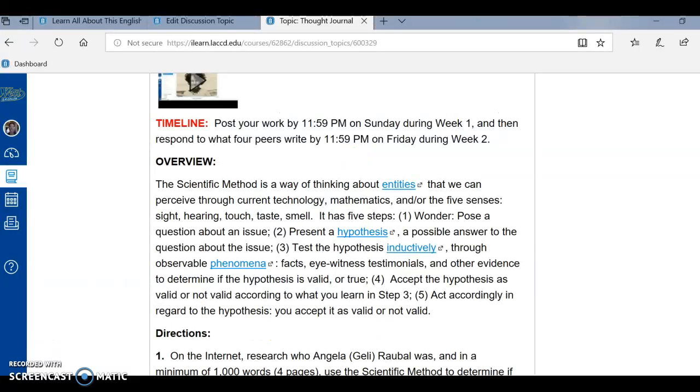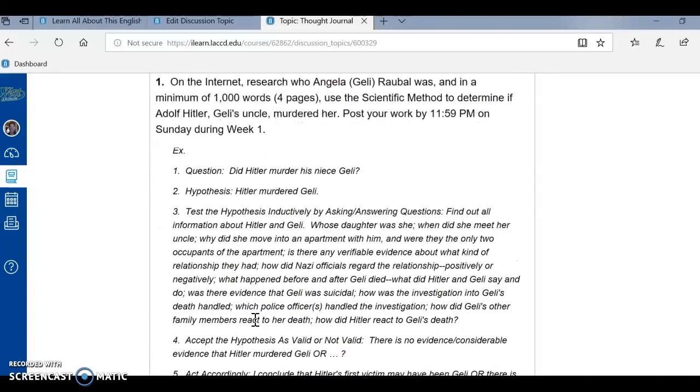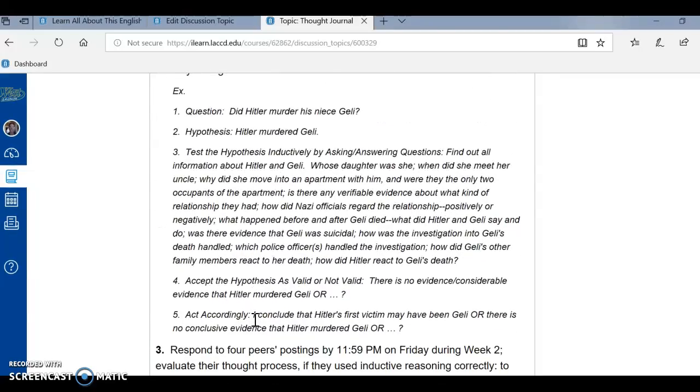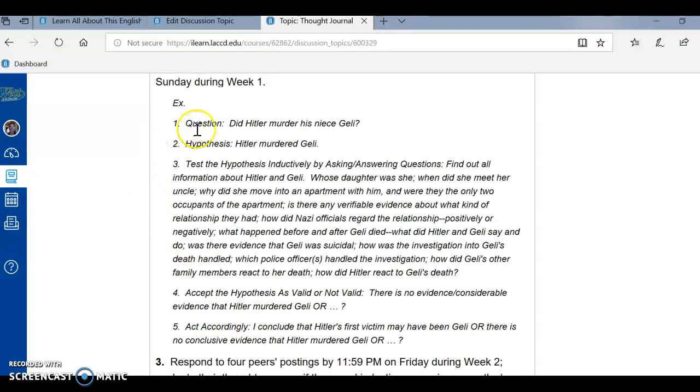So how are we going to use the scientific method? Well, I have a description of it here in case you're unfamiliar with it, and I also have an example here. I would start with a question if I'm using the scientific method: Did Hitler murder his niece Gelly? I have a hypothesis, a possible answer: Hitler murdered Gelly. And then I would test the hypothesis inductively by asking and answering questions.